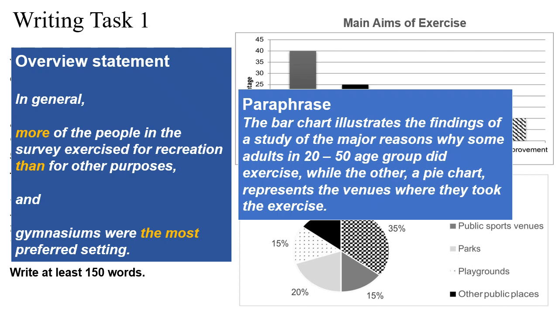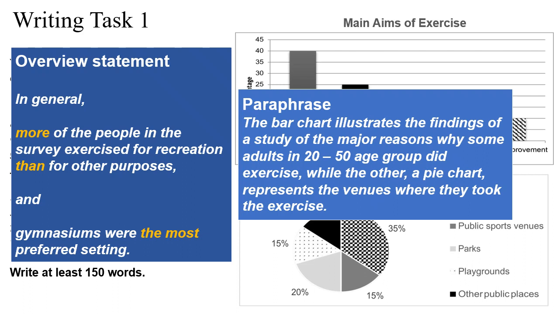Each of them is comparative because they contain comparison indicators such as more than. In the first one, it says more of the people in the survey exercised for recreation than for other purposes. And the superlative comparison indicator, the most, in the second clause. It says gymnasiums were the most preferred setting.